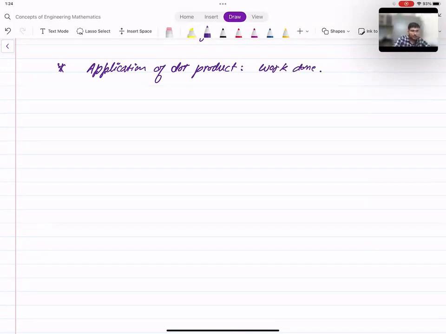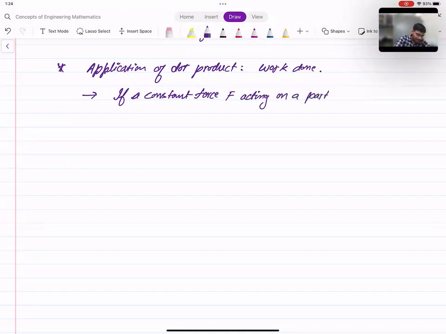Okay. So suppose a constant force F acting on a particle displaces it from a position A to a new position B. Then the displacement vector is given as vector AB.